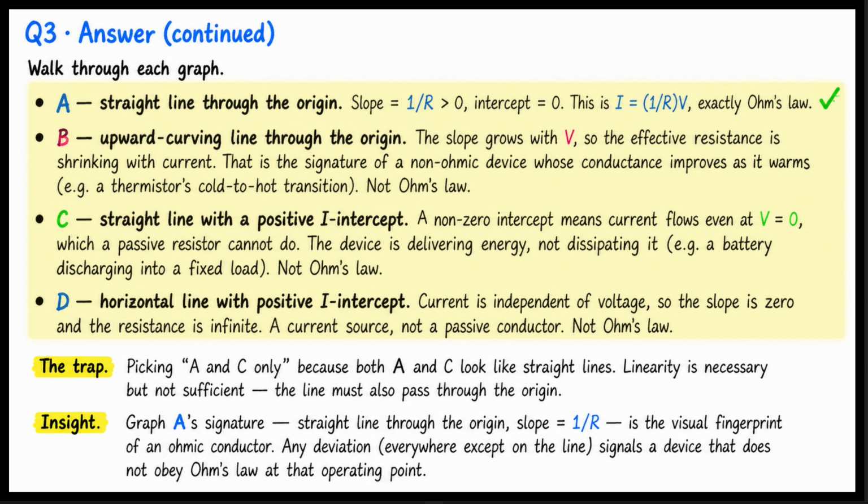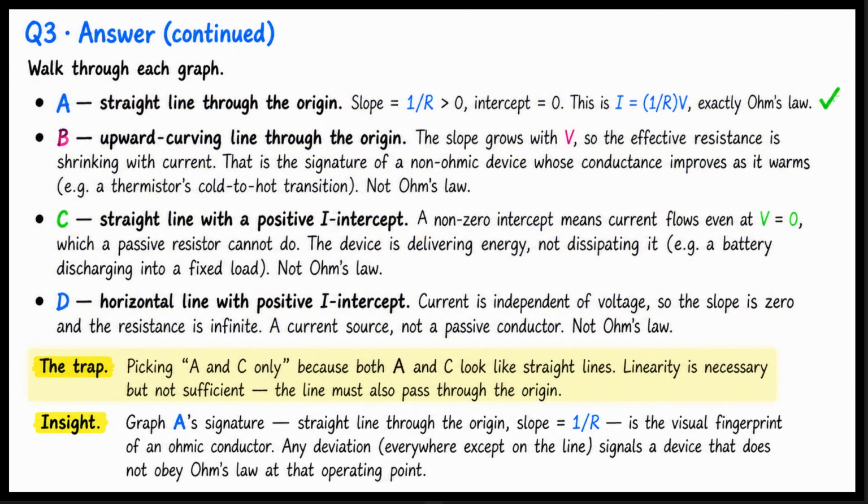Graph C is a straight line, but the line sits above the V-axis. It has a positive I-intercept. A positive intercept means current flows even when V equals 0, which is impossible for a passive resistor. Something is delivering energy, not just dissipating it. Not Ohm's law. Graph D is a horizontal line above the V-axis, current independent of voltage. That is an ideal current source with infinite resistance and slope 0. Not a passive conductor, not Ohm's law.